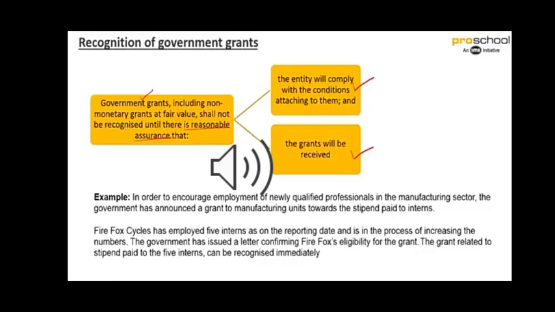And the second principle is that there should be assurance that the grants will be received. So is there the assurance that the grants will be received? Yes, the government has issued a letter confirming Firefox eligibility. The government has said in written form that Firefox has the right to receive the grant. So in the accrual concept, we have studied that when a party has the legal right to receive the economic benefit, then we can treat that it has been received. So Firefox has the legal right to receive the grant. So we can recognize this government grant.